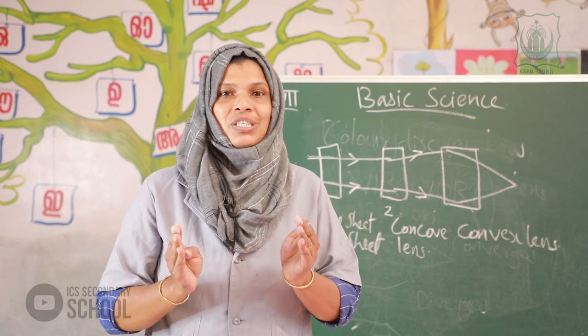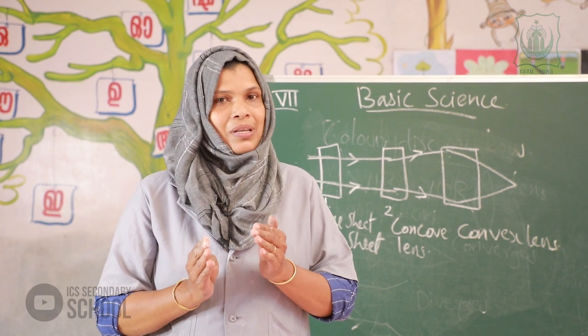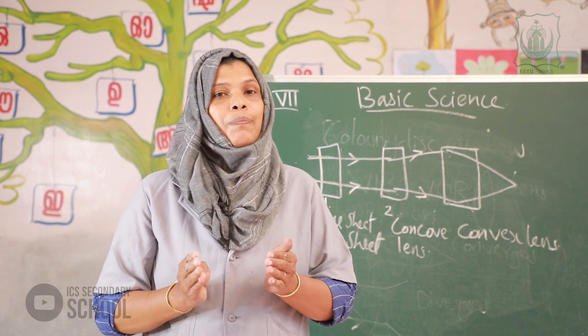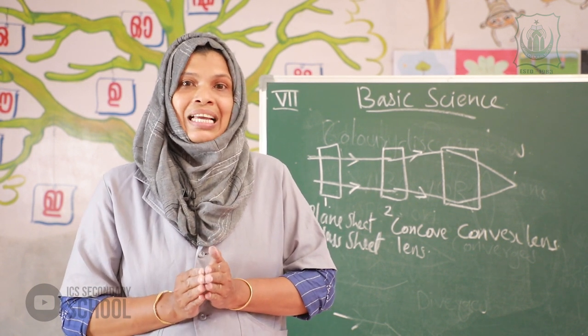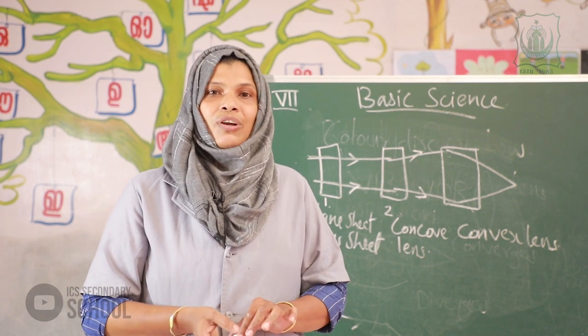Next, we studied dispersion. What is meant by dispersion? When a light beam passes through a prism, it is split into its component colors. The splitting up of white light into its component colors is known as dispersion. Now this is the time to wind up my class. Okay, thank you.